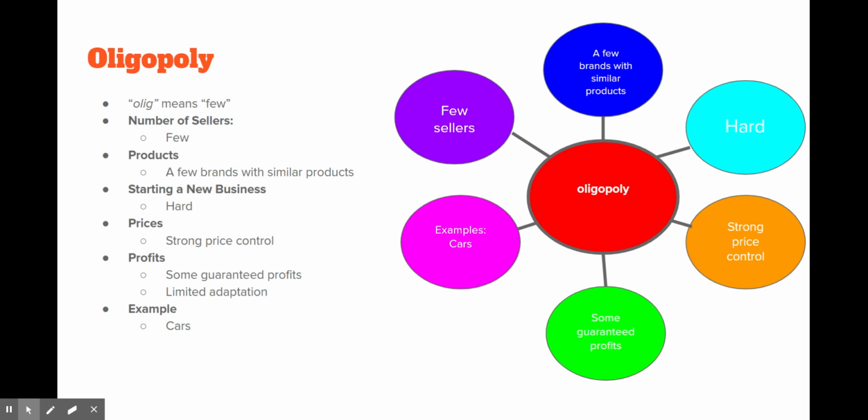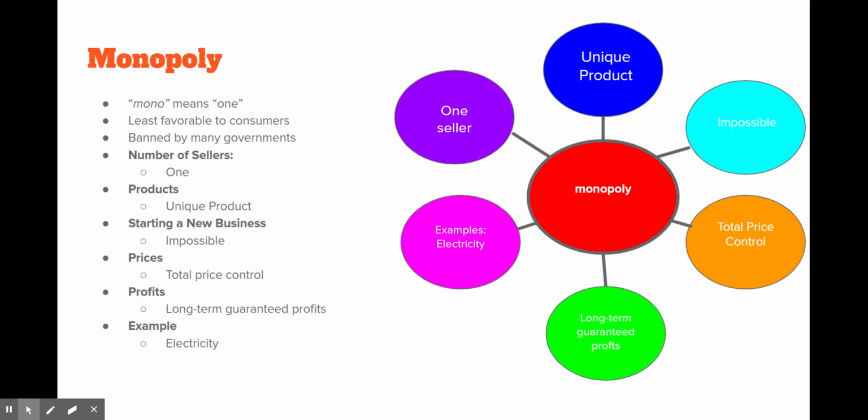Now, the last one on the spectrum in terms of control is what's known as a monopoly. And mono means one. This is the least favorable to consumers because you just don't have any choice. And in fact, it's so dangerous for economies that many governments have banned monopolies. And we'll talk a little bit about that next week when we get into market failures. But what you need to know is in a monopoly, you have one seller and they have a unique product. So someone else can't produce that product, or it's really, really hard to substitute.